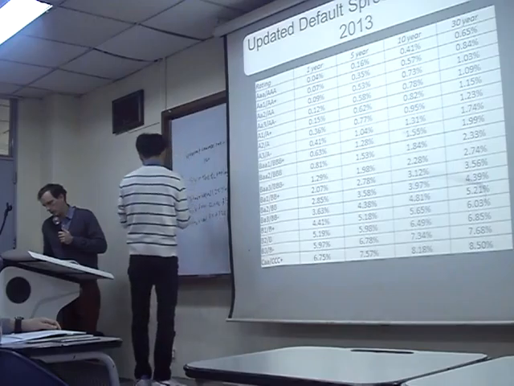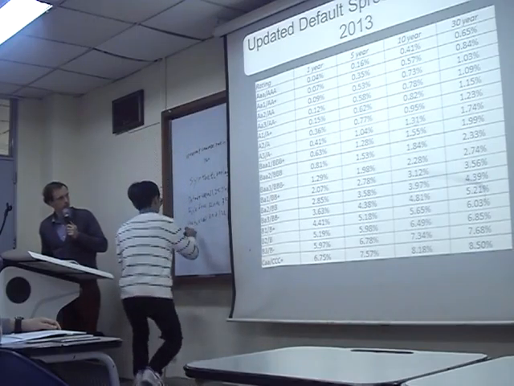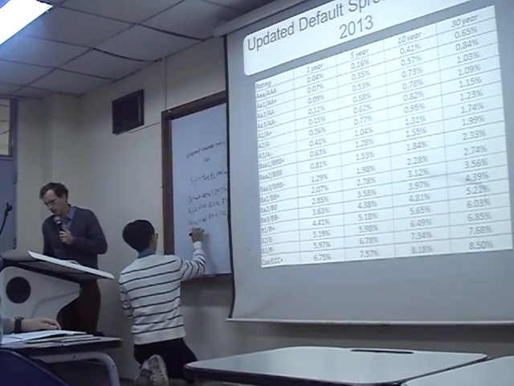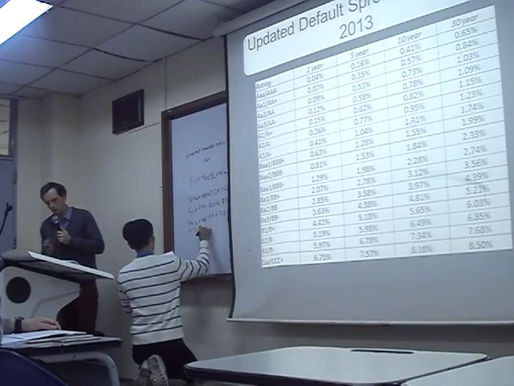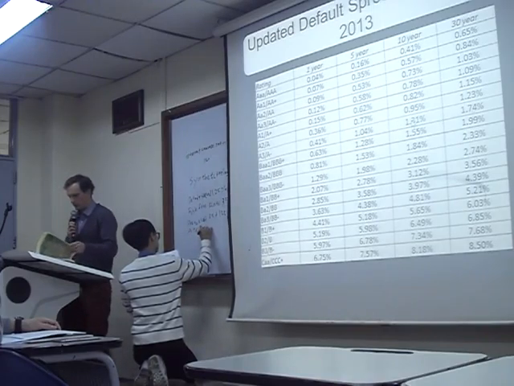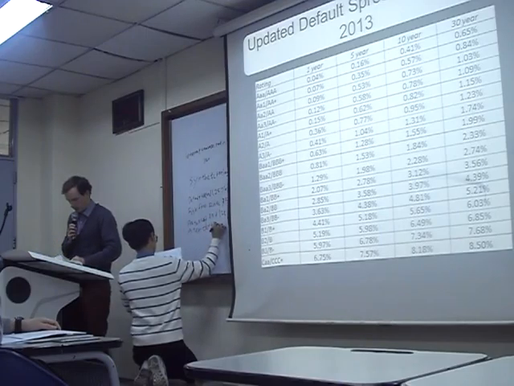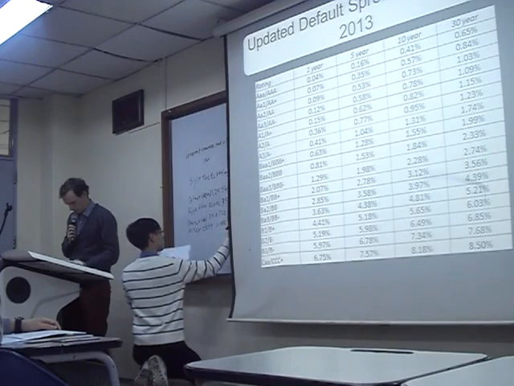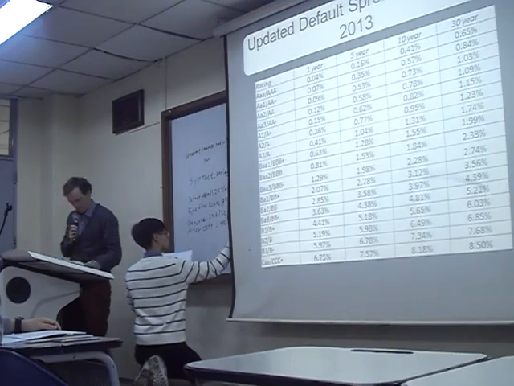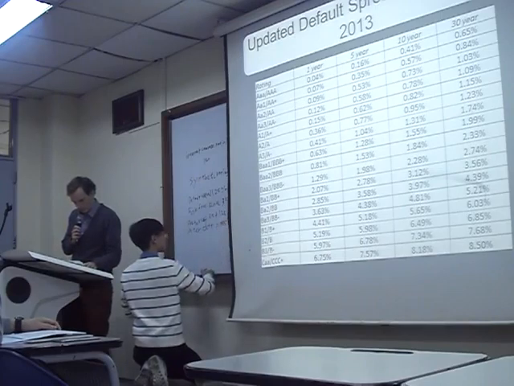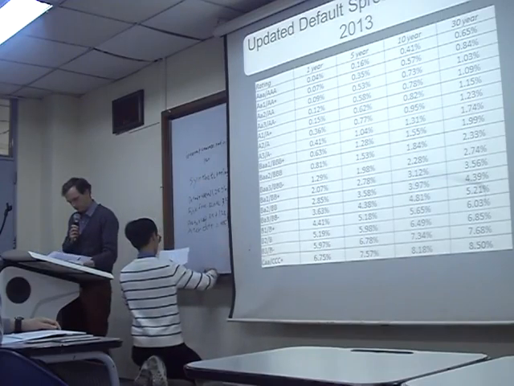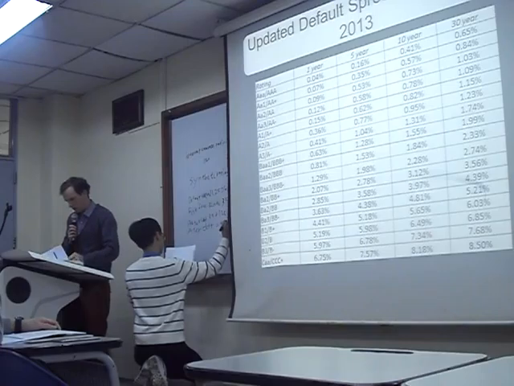So then you came here and you found a default spread for the A- credit rating, 1.31%. Or in the book we also have this table. Right? So on page 38, we also have that table in the book.